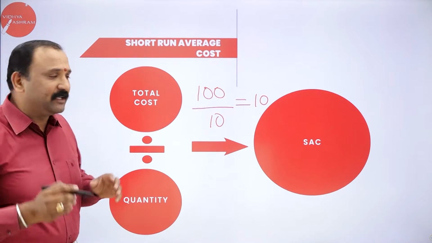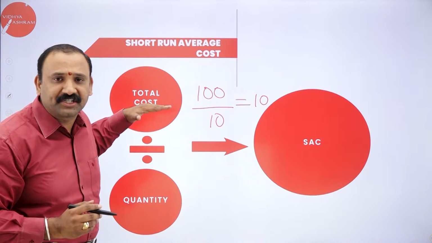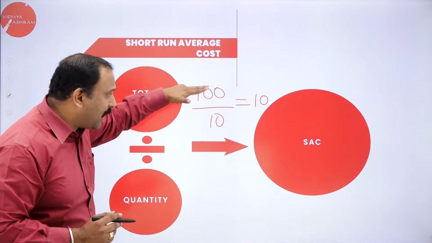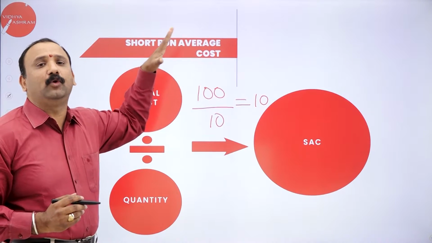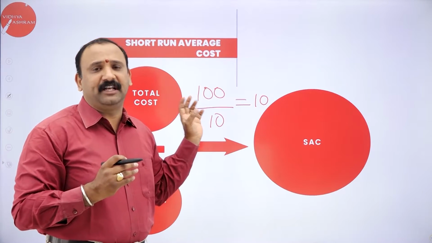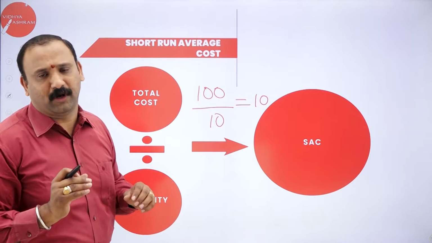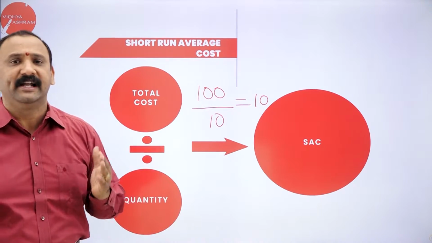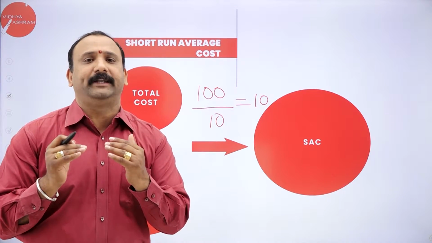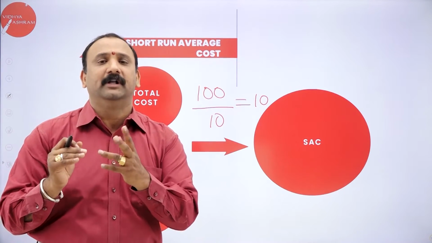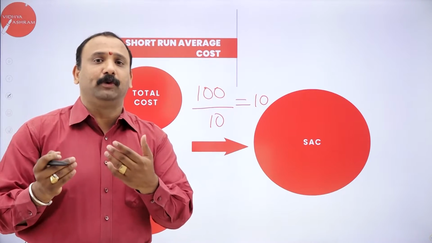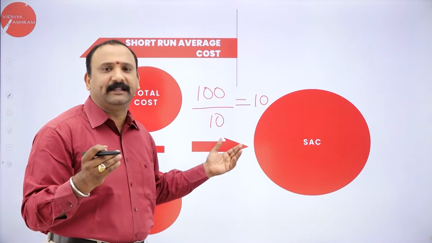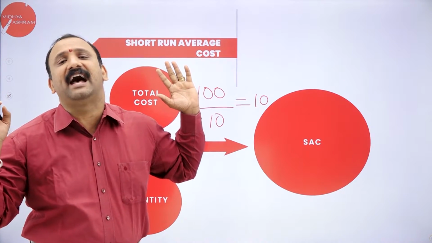So how did I arrive at this? The total cost is 100 rupees. What is the quantity that we have produced? 10. So 100 divided by 10 is equal to 10. On a short-run average basis also, there is some cost involved. So we will first try to understand the total cost of the product divided by the quantity, that is, the number of output that we are going to design. If the output is going to be 100, 10, 50, 1000, whatever it is, we are going to divide by that and find out the short-run average cost.